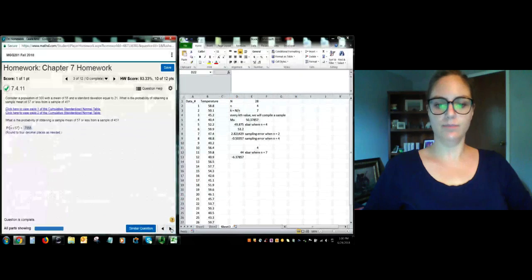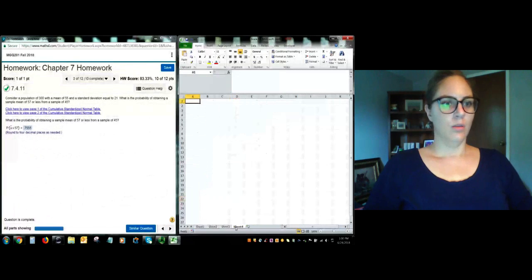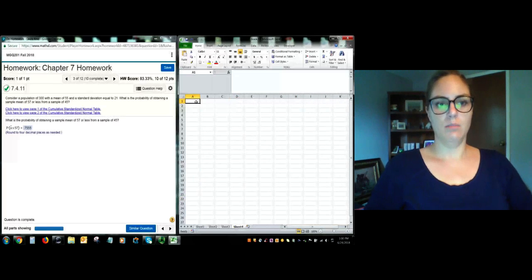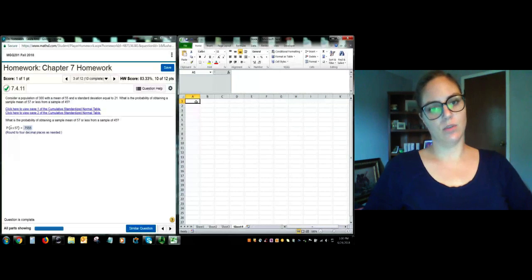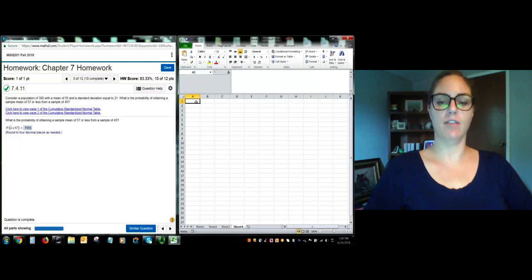Let's go to the next one. And for this one, we have a population of 300, and a mean of 55, standard deviation of 21. What's the probability of a sample mean 57 or less from a sample of 45?